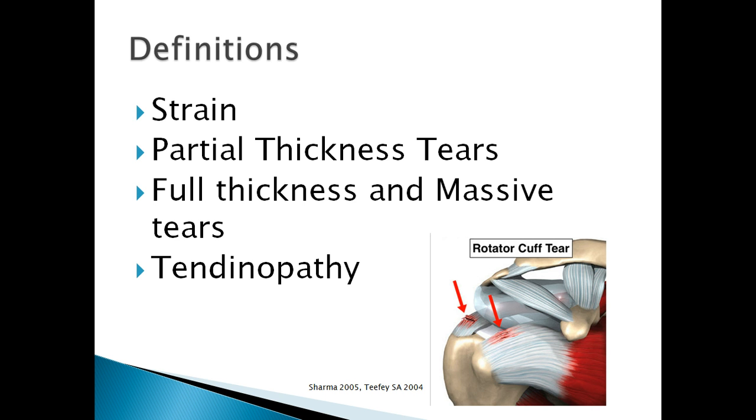A partial thickness tear is often quite painful, resulting in functional deficits due to pain inhibition and guarding. These tears often occur as a result of a specific injury or overuse in a short period of time. Full thickness and massive tears, as we discussed, often occur in the older population and can be pain-free, but may result in significant functional deficits if they occur suddenly as a result of a trauma.